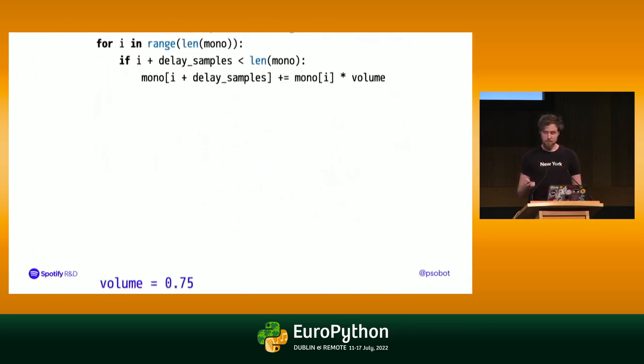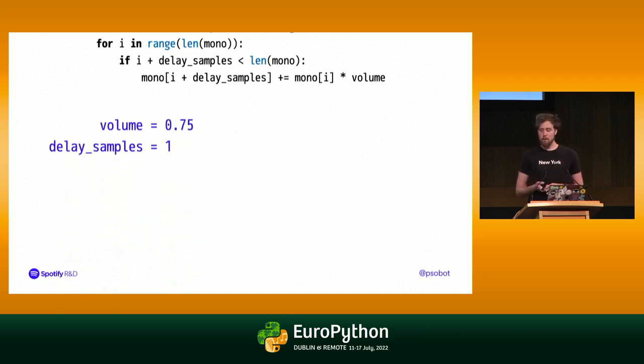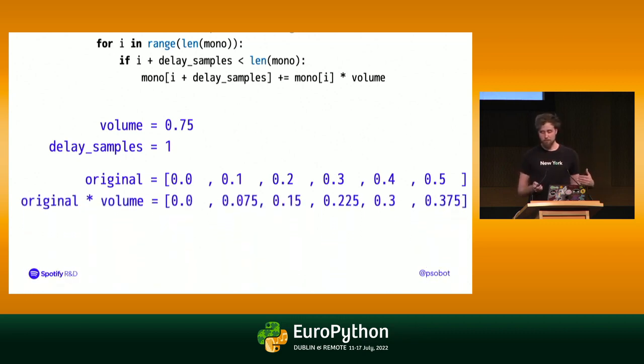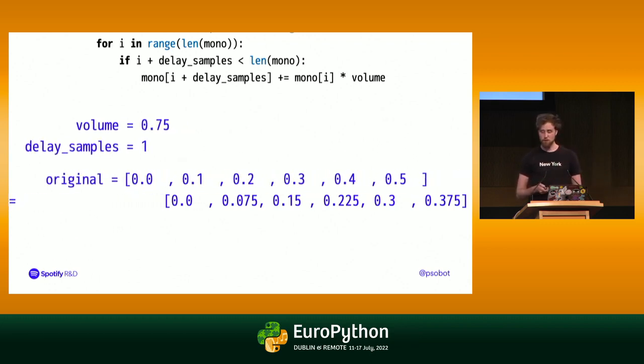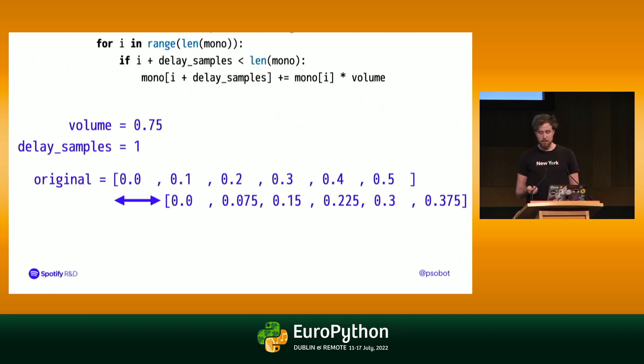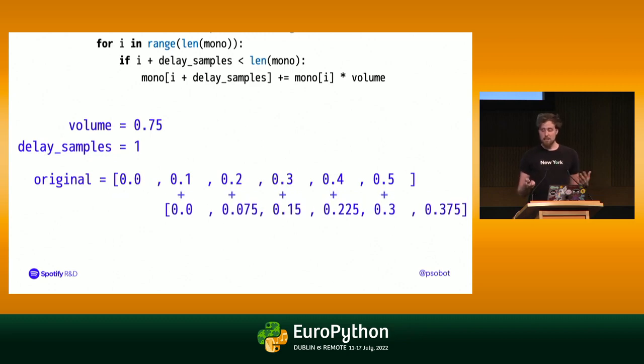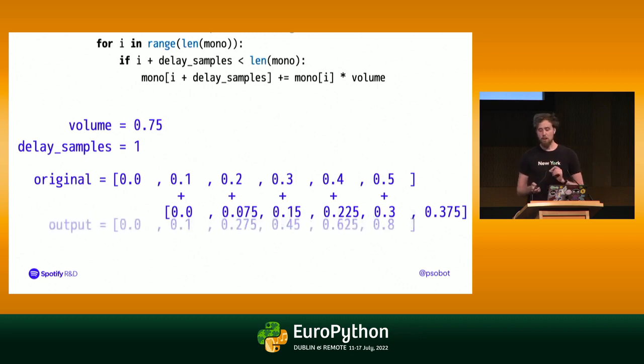So let's play with a smaller array, maybe something where our delay is only 1 sample. And let's say our signal looks like this. We have 6 samples, 0.0, 0.1, and so on. What we're essentially doing here is taking a copy of this array, multiplying it by volume, and then shifting it forward by the number of samples we want to delay. So we'll shift it forward like that, add the results together, and then the result is essentially the original signal plus also a delayed copy that's a little bit quieter.